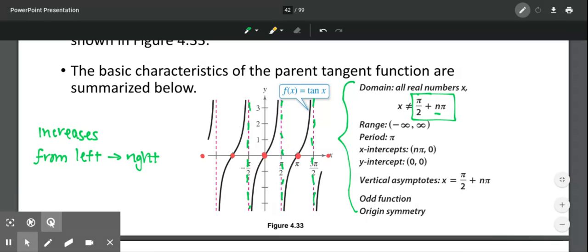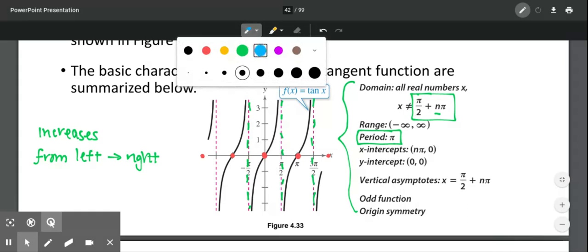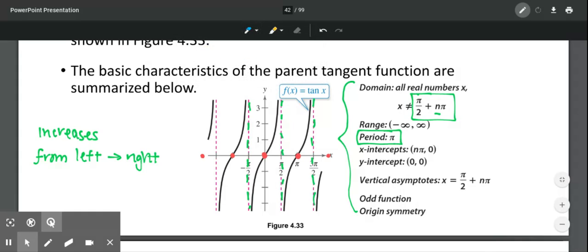Period of your tangent, keep in mind period of tangent and cotangent is pi. If we look at this graph, if you notice the length of time it goes through one of these cycles, if we went from negative pi over 2 to pi over 2 or pi over 2 to 3 pi over 2, that length of your cycle is pi. So the period of your tangent is pi. Same thing with cotangent. But remember, sine and cosine was 2 pi, so those are different.